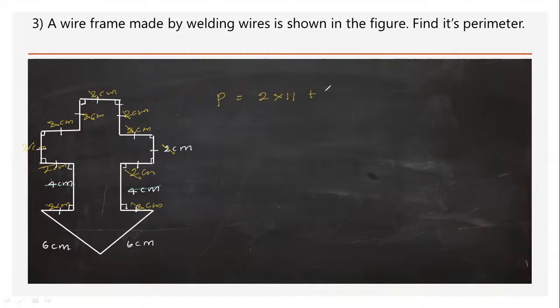1, 2. 4 into 2. Here how many 6's? 2. Plus 6 into 2. This is all in centimeters. Perimeter equals 22 plus 8 plus 12. 22 and 8, 30, 30 and 12, 42 centimeter. Perimeter equals 42 centimeter.